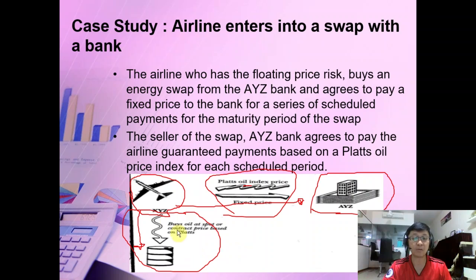Whatever how the oil fluctuates is no concern to this airline industry, because the airline industry has gone into the swap agreement with AYZ, where they simply have to pay every month or every quarter a fixed price, and the AYZ will basically take care of the hedging. So the AYZ is basically taking on all the risks. So this is how things go about in some of the industries.